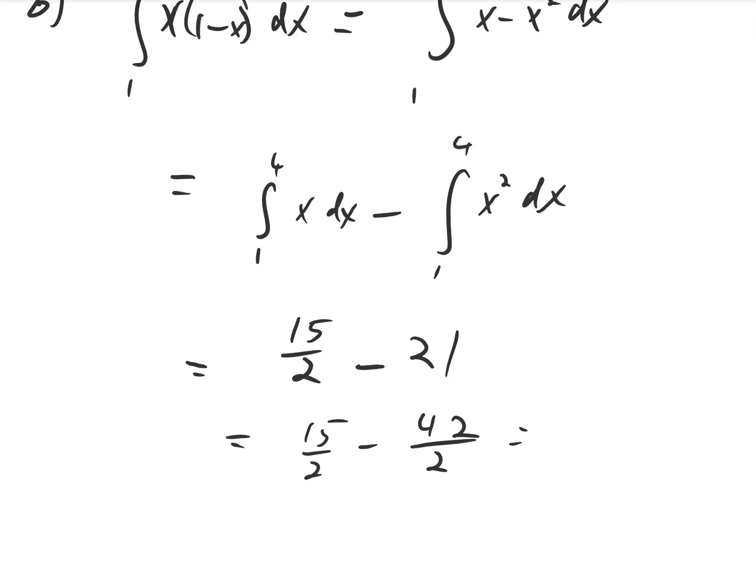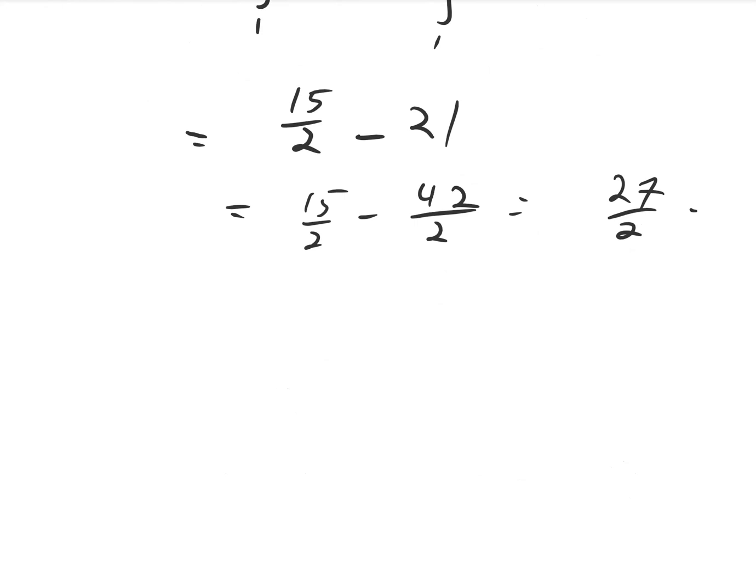Let's see, 40, so 32, but then 27 over 2. Oh, I hope I got that right. Next one, C. This one's a little trickier because we're integrating from 5 to 4.